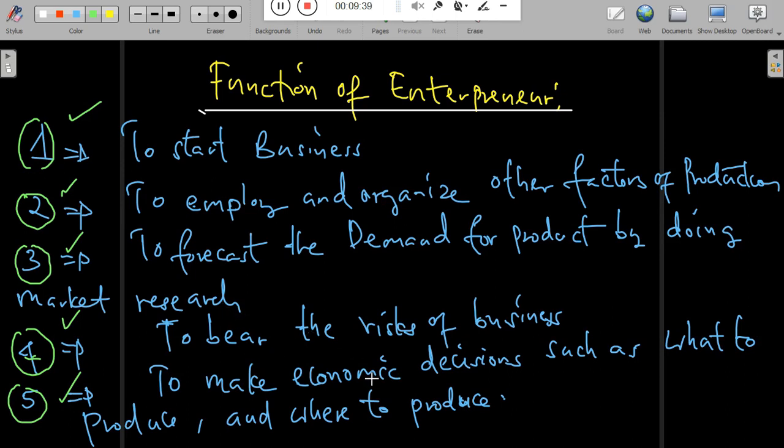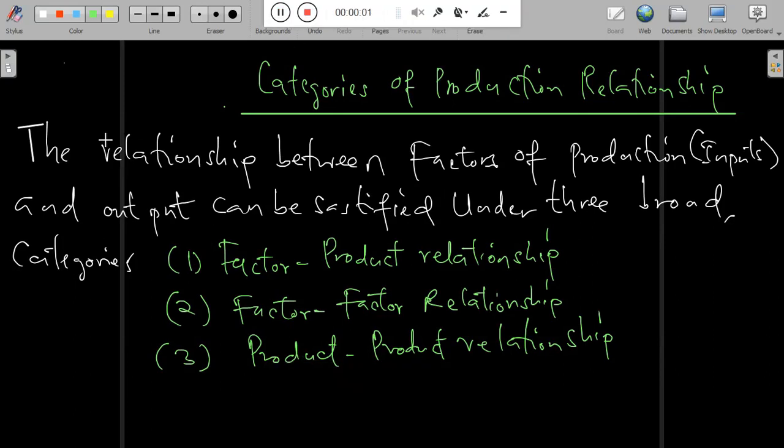Let's jump to categories of production relationship. The relationship between factors of production, that is inputs and output, can be classified under three broad categories. First, we have the factor-product relationship. Second, we have the factor-factor relationship. And third, we have the product-product relationship.